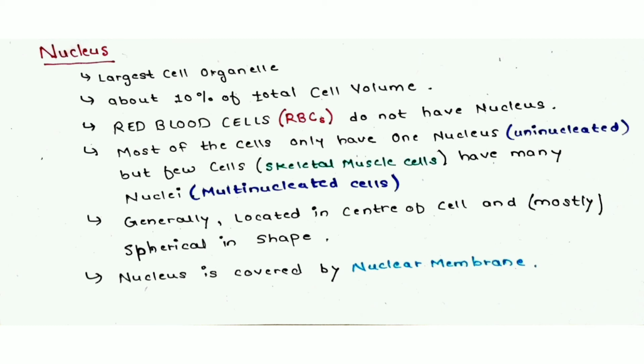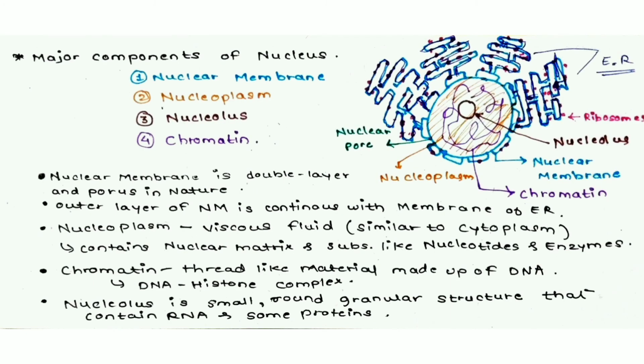Generally, nucleus is located in the center of the cell and mostly it is spherical in shape. Nucleus is covered by the nuclear membrane. Nucleoplasm and nucleolus are enclosed within the nuclear membrane. So, the major components of study in nucleus are nuclear membrane, nucleoplasm, nucleolus, and chromatin.